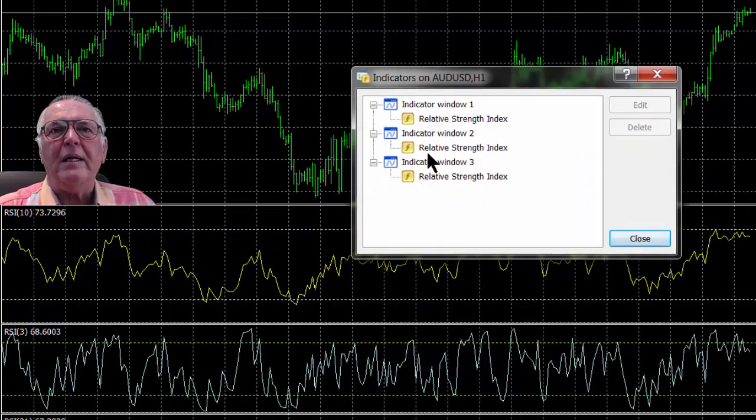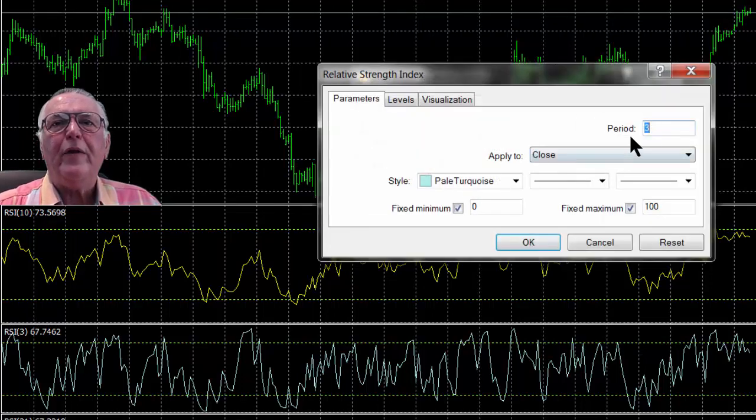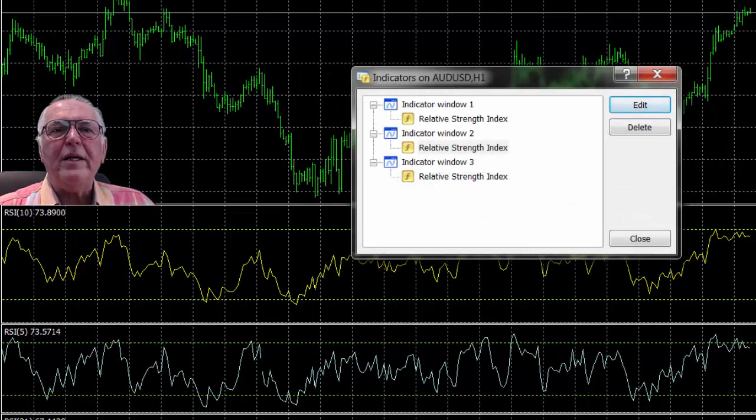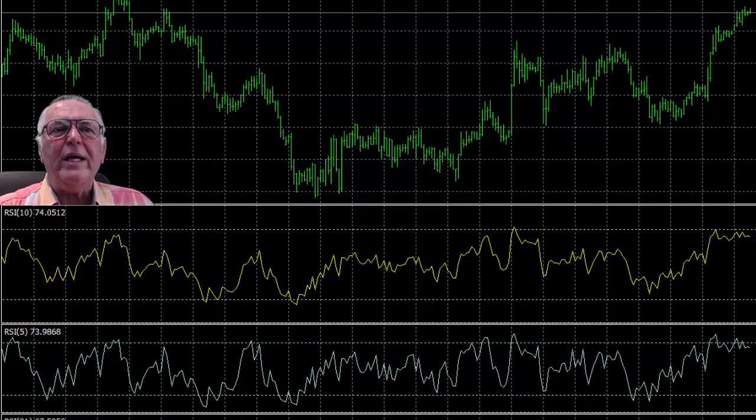So I go in, and here's our 2 window, and I'll just edit that. Now the 3, so I'll make the 3 a 5 and see if that improves or gets rid of those whipsaw signals. So here we go, we're making that a 5. Okay, so now the 3 has turned into a 5, and let's have a look at the signals that we're getting now.